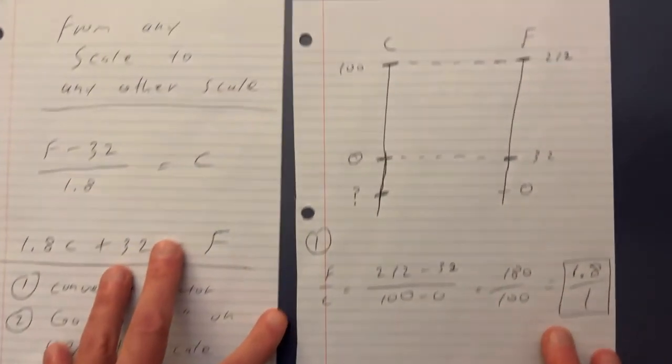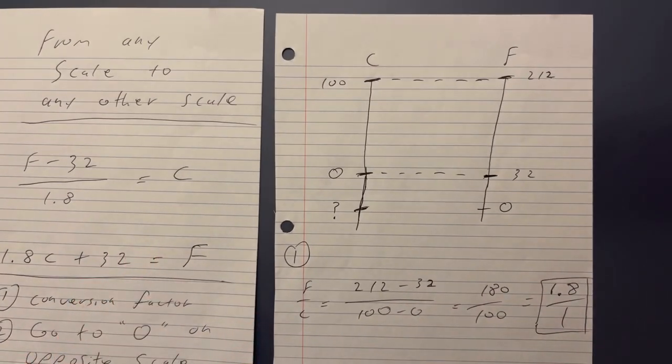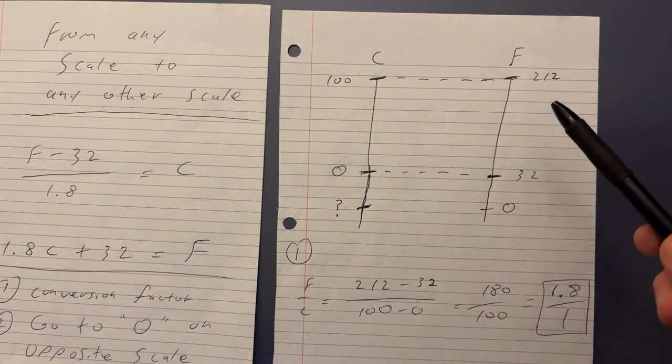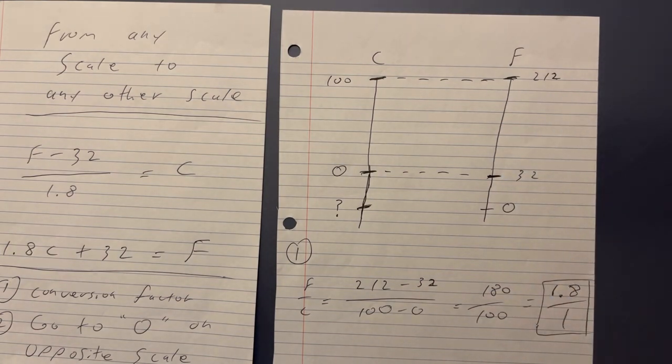So step 1, let's look at Fahrenheit to Celsius. We need to know how many units one scale has compared to the other. So we take 2 points on each scale that are equal to each other. In this case, we'll use the freezing and boiling points of water. For Fahrenheit, that's 32 and 212 respectively, and for Celsius, that's 0 and 100.